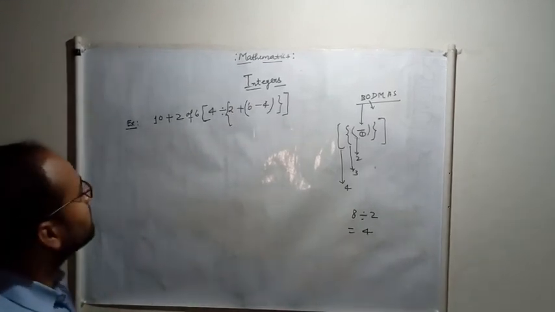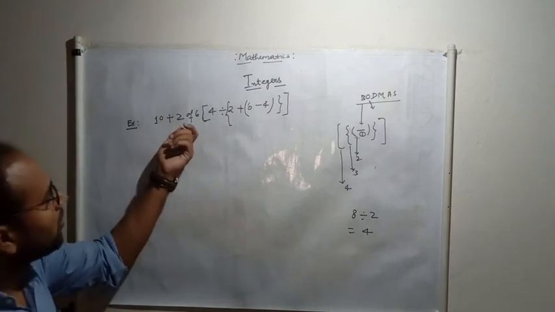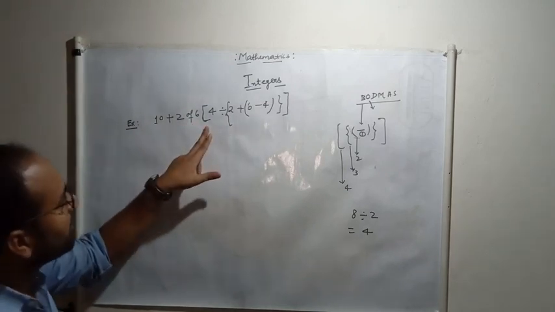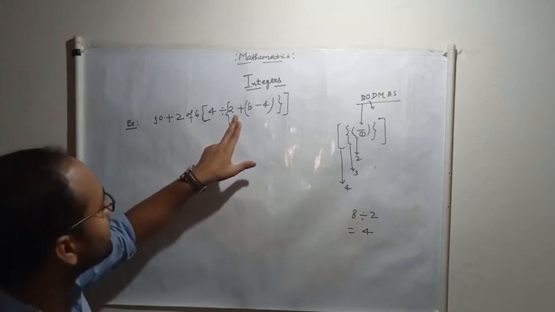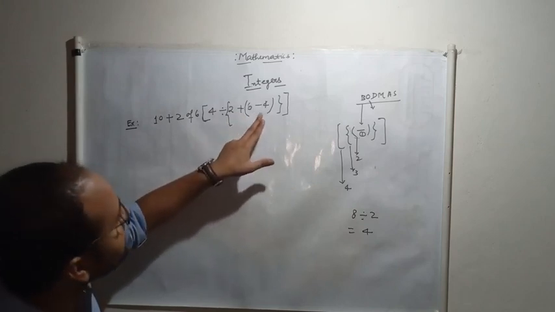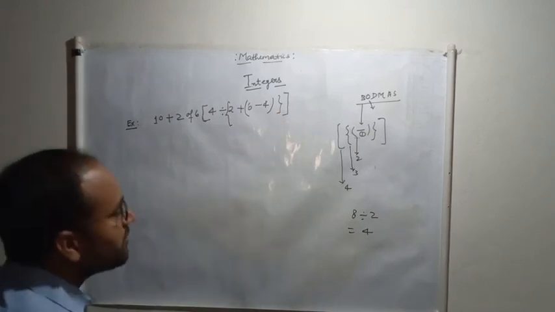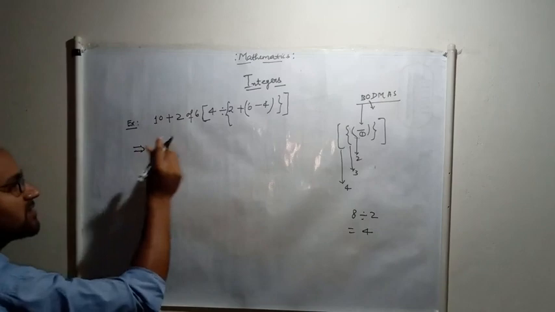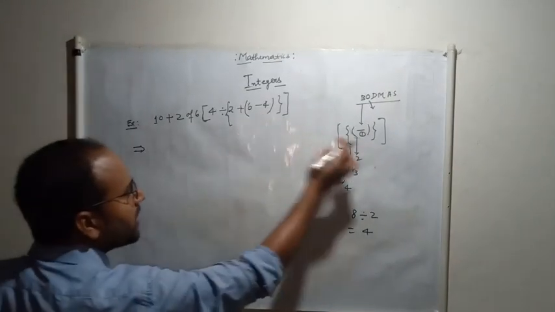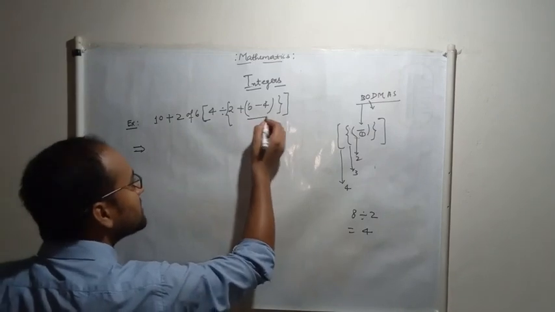In this one, 10 plus 2 of 6, square bracket, 4 divide symbol, here in a curly bracket 2 plus, in a small bracket, 6 minus 4, and then after that the brackets are closed. So I'm going to simplify this one. Here a bar bracket is not given. So first we solve this small bracket.